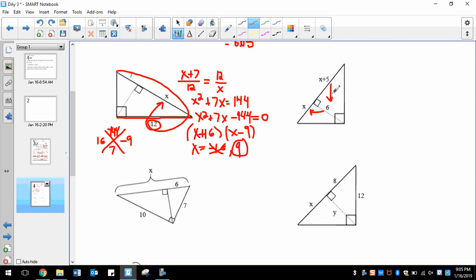So it'd be x plus 5 over 6 equals 6 over x. Right? When you cross multiply, x times x is x squared plus 5x equals 36. There we go. But in order to factor, you need the 36 on this side. So I'm going to do both of those steps in one.